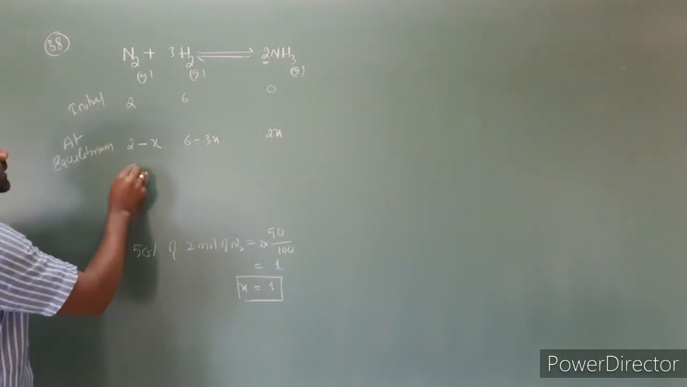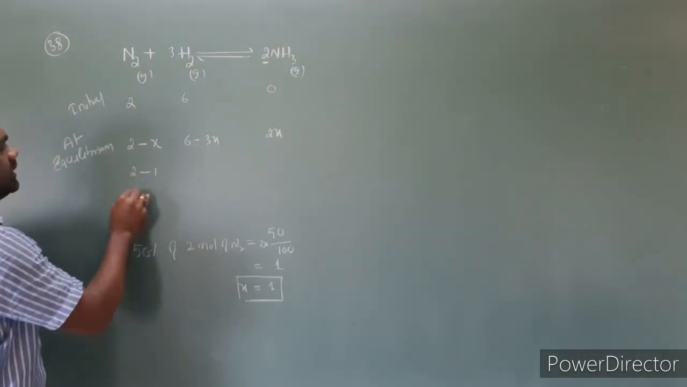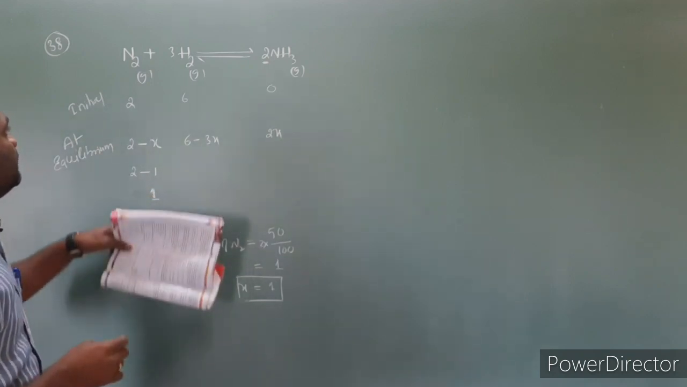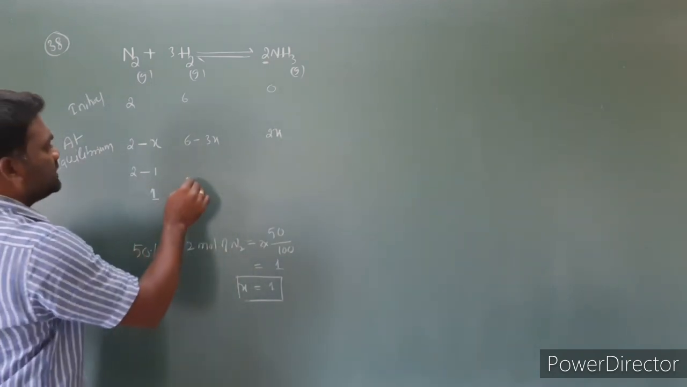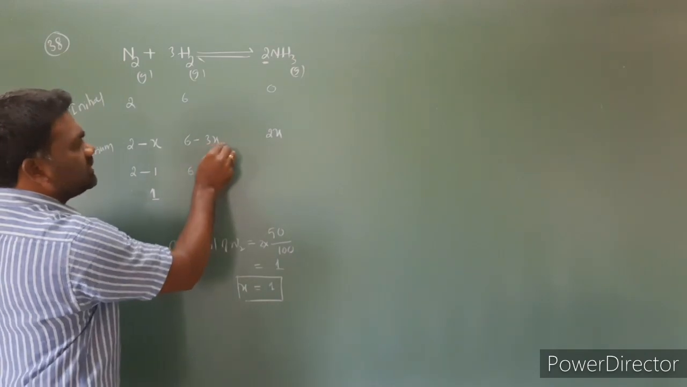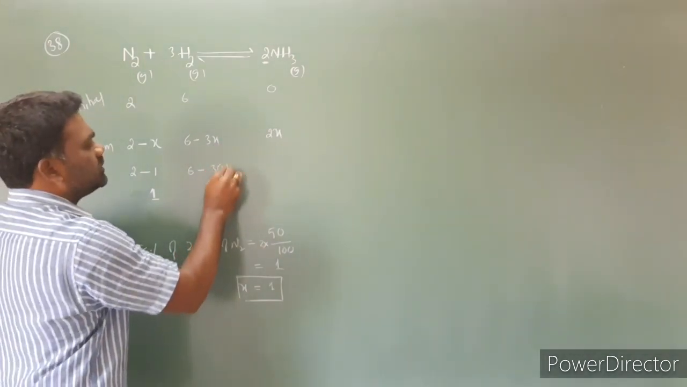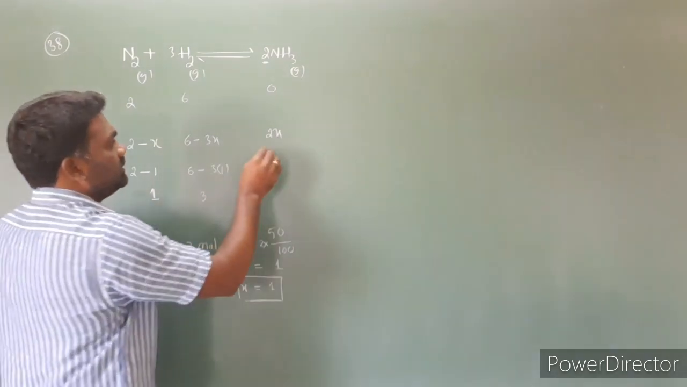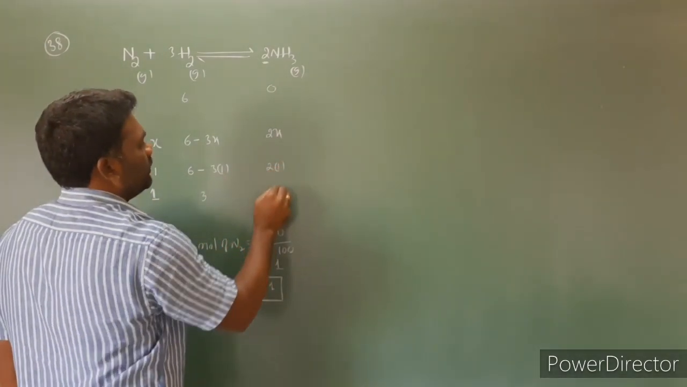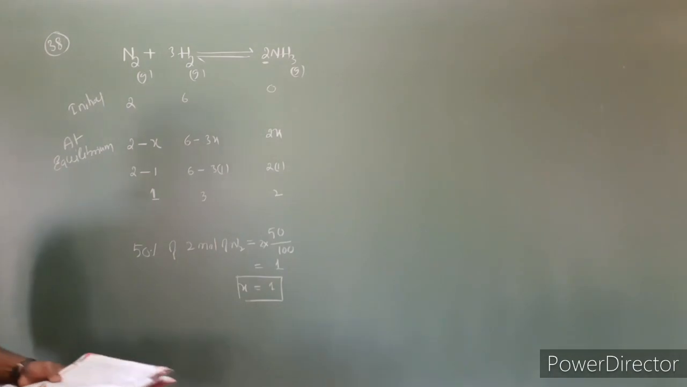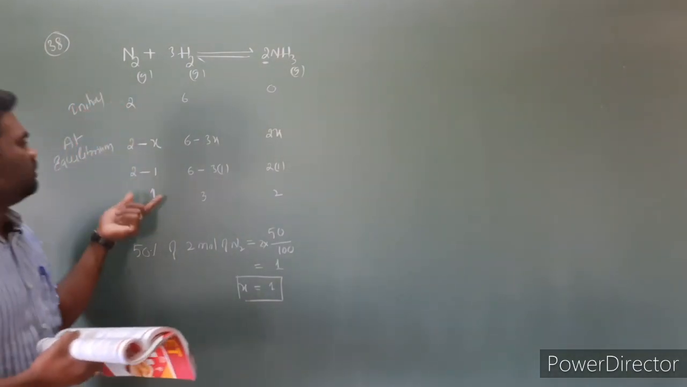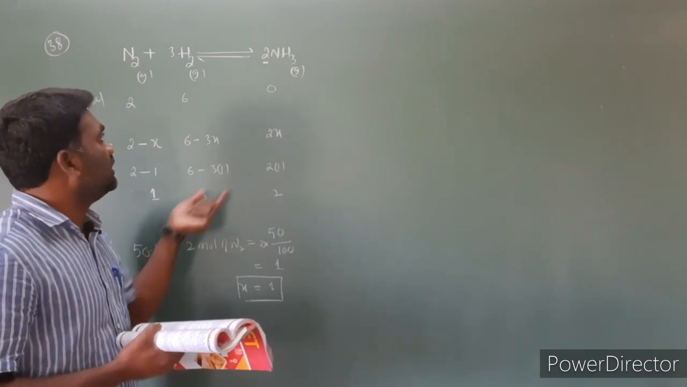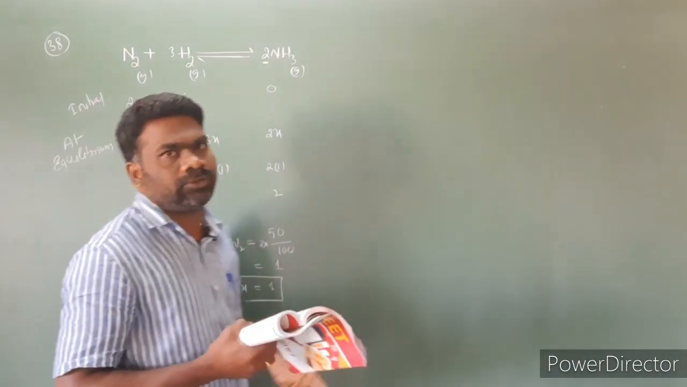So at equilibrium, this is 2 minus 1, that is equal to 1. At equilibrium, the number of moles of N2 is equal to 1. For H2, this is 6 minus 3x, which is 3 into 1, that is equal to 3 moles at equilibrium. This is 2 into 1, that is equal to 2 moles at equilibrium. At equilibrium, the number of moles left is 1 mole of N2, 3 moles of H2, and 2 moles of ammonia.